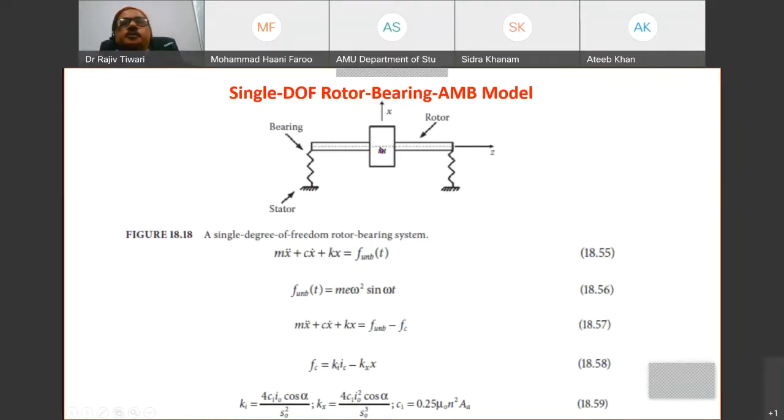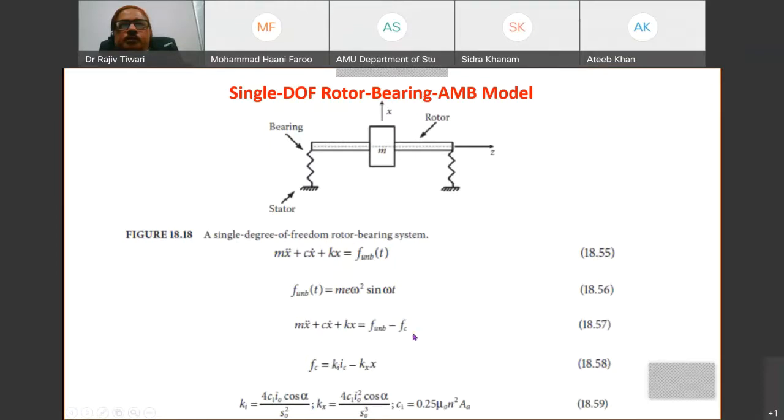If this mass has some eccentricity, an unbalanced force will be there, which is generally given as m u omega square. Now, if we want to control this unbalance with a magnetic bearing, if you mount a magnetic bearing here, the corresponding force will come from the magnetic bearing that will be correcting the unbalance force. So that's why there is a minus sign, the term is for the magnetic bearing force.